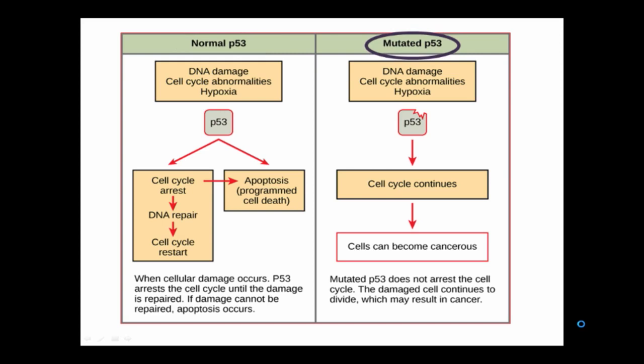Mutated P53, on the other hand, doesn't work correctly, and the cell cycle continues with the damaged DNA. If multiple mutations occur because the DNA is not checked, then cells can become cancerous. If the mutations are in regulatory genes and regulatory proteins, that's when cells will become cancerous.